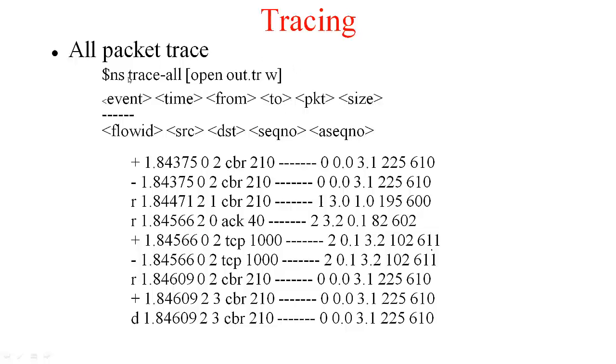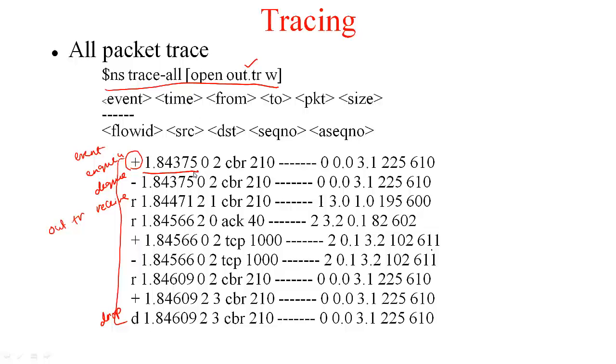So if you want to trace the packets, one way to trace everything is to use this command. You are opening this file and writing into the file, saying trace everything into this file. Now when you do that, an output file called out.tr is produced, which will look something like this. Now what are these entries? The first entry refers to the event type. Plus means enqueue, minus means dequeue, r means receive, and d means drop, a discarded packet.